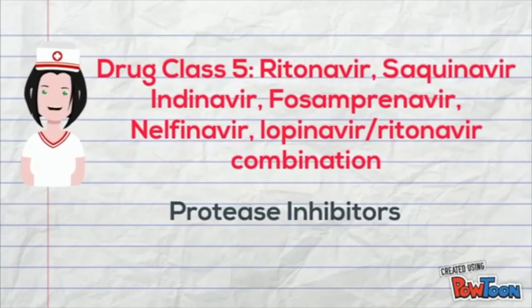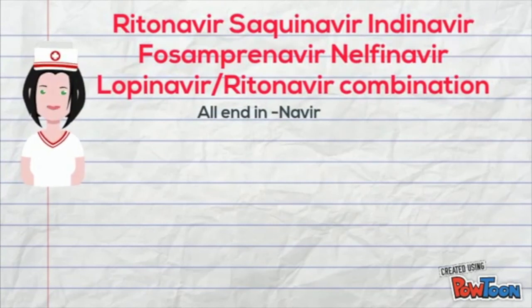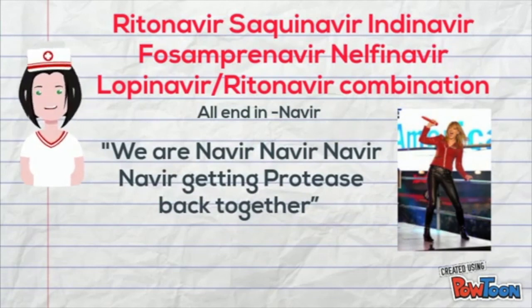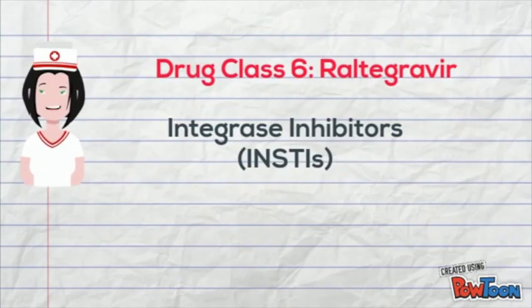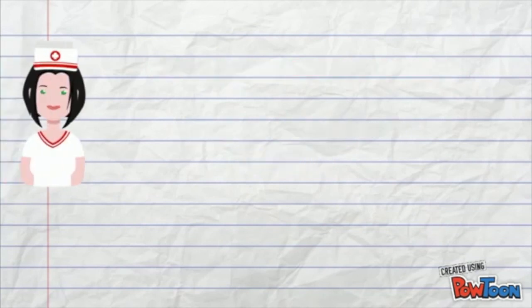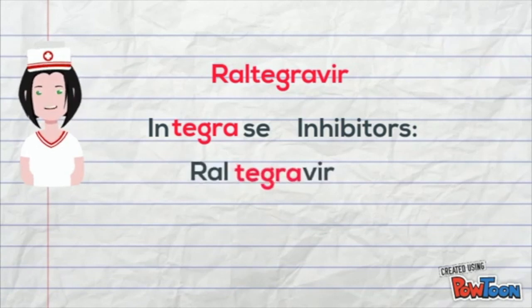For drug class 5, the protease inhibitors, all of the drug names end in navir. The way I like to remember these is with my favorite Taylor Swift song. We are navir, navir, navir, navir, getting protease back together. Drug class 6, raltegravir, integrase inhibitors, INSTIs. This one's pretty easy to remember. The word tegra can be found in integrase and also in raltegravir.